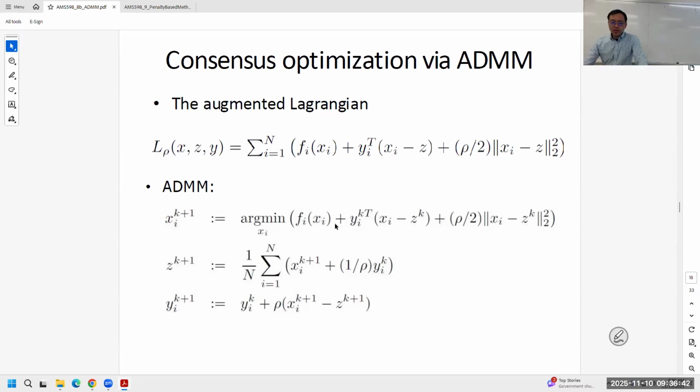So this is ADMM again. It works iteratively: you update the parameter, like you can update the x first, then update the z, and then update the y. However, for the x updating, you can see that I've broken x into each of xi, x1 up to xn. Therefore, you can actually parallelize the x updating by using this form.